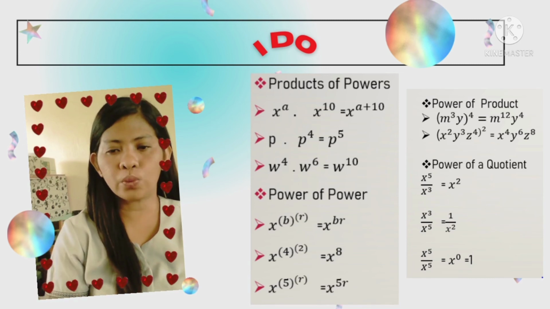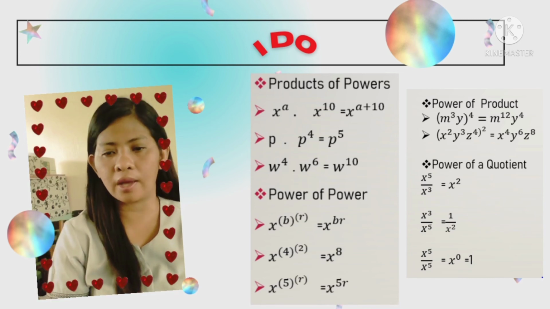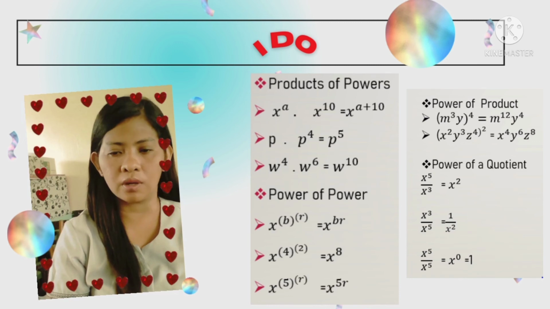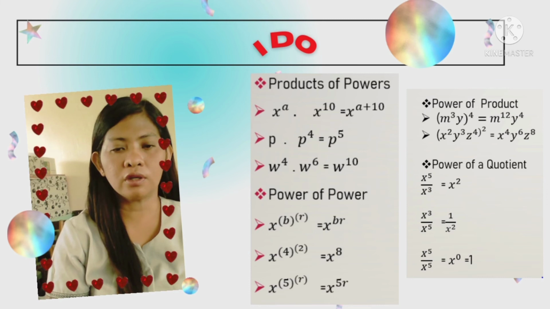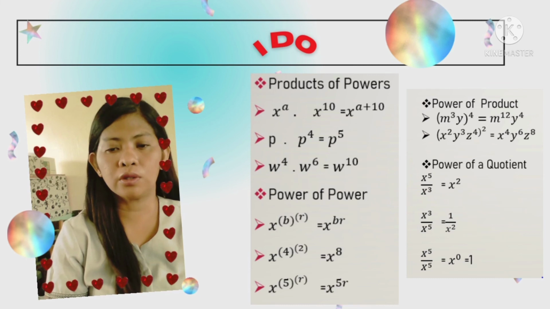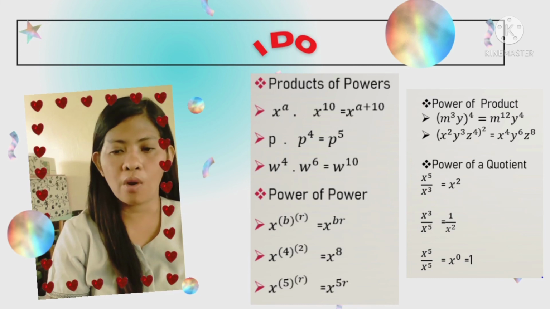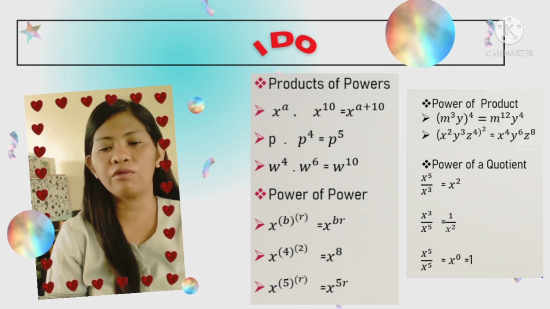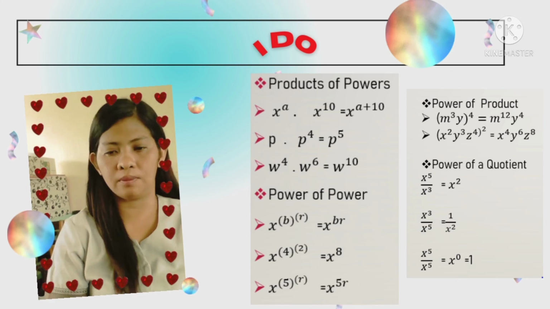x raised to the third power over x raised to the fifth power. So your answer will be a fraction. In the fraction, the numerator is always 1. You will just copy the base, then subtract the exponent of the numerator from the exponent of the denominator. So 5 minus 3 is equal to 2. So 1 over x raised to the second power.